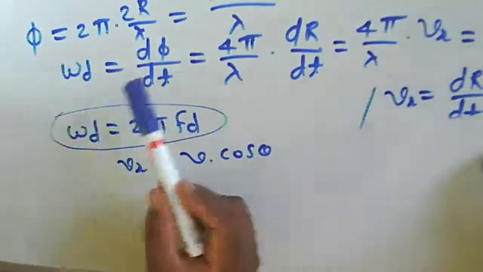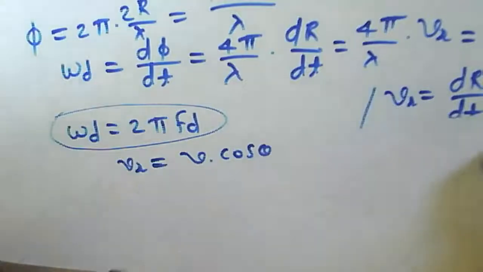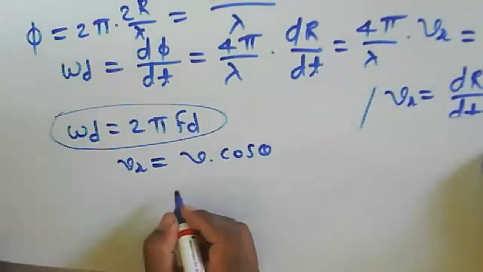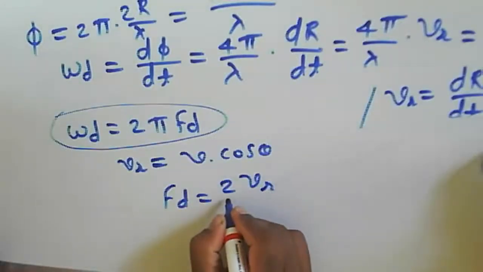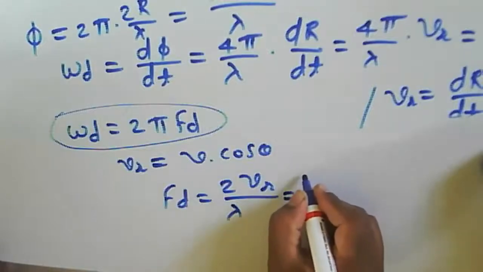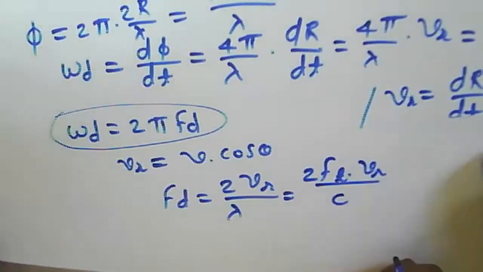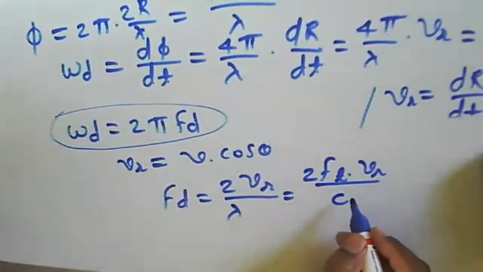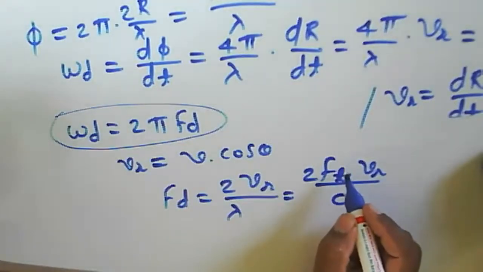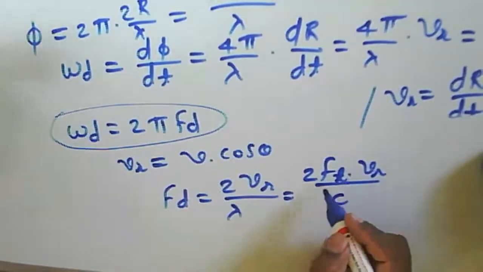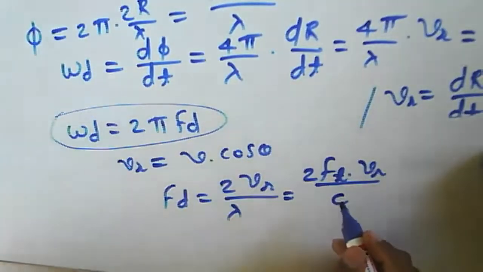If you compare this equation, 2 pi fd, with 4 pi VR by lambda, we can say that fd is equal to 2 VR by lambda, or in terms of the transmitted frequency, fd is equal to 2 ft VR by c. Here c is the velocity of light, 3 into 10 power 8, and ft is the frequency transmitted by the radar. So this is the Doppler shift.